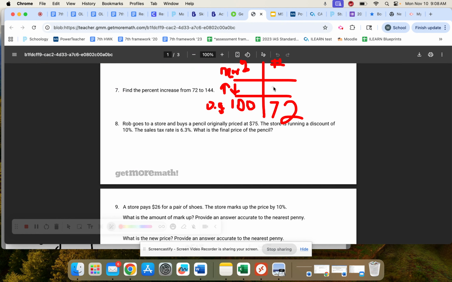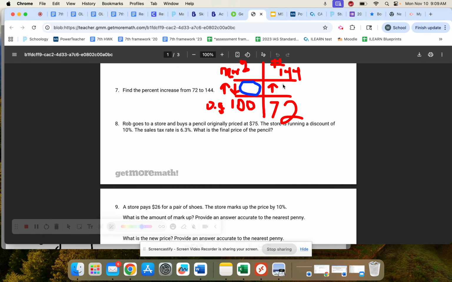To 144. It's not increased by 144, it's increased to 144. So the 144 number goes up top. Okay? So we want the percent increase. We want this box right here. What percent did it go up by?